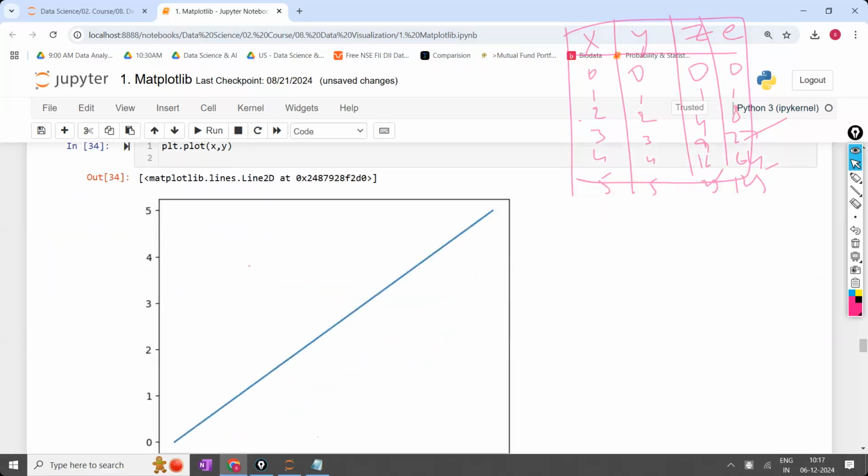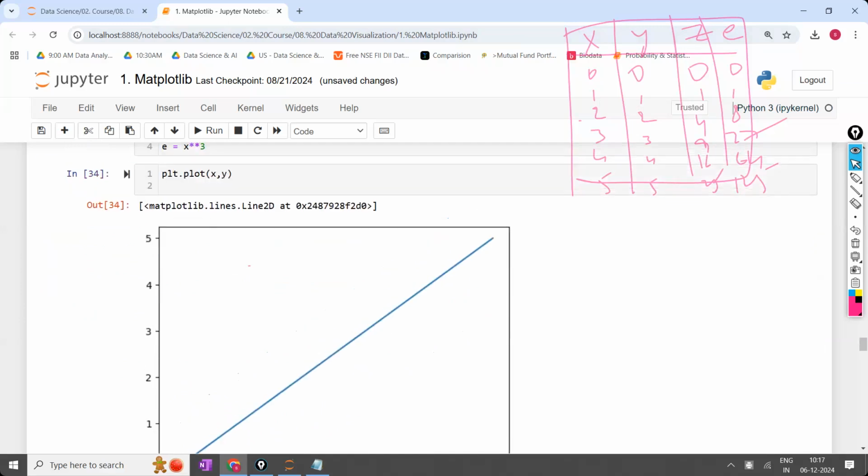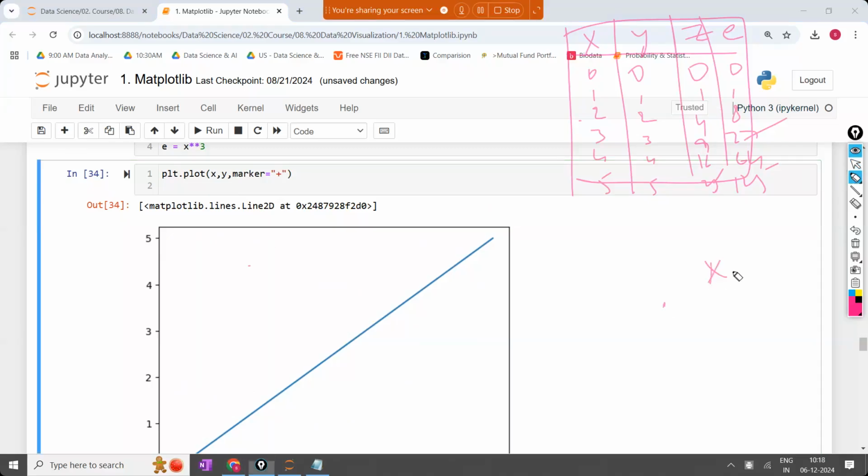First one starts with the 0. Sir, points are not there. No, sir. Add the points. How to add the points? Marker is equal to, in what way you want to add? You want to give the plus symbol, you want to give the x symbol. Choice is yours. Some people will keep a dot like this in the scatter plot. Some people will keep the star mark like this. Right? Their choice. Now I'm going to take the dots like this.